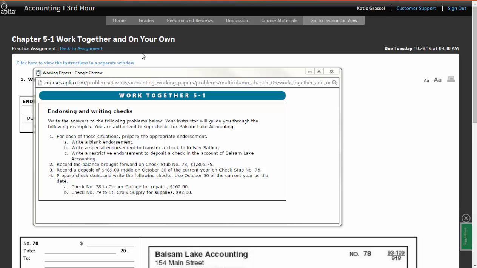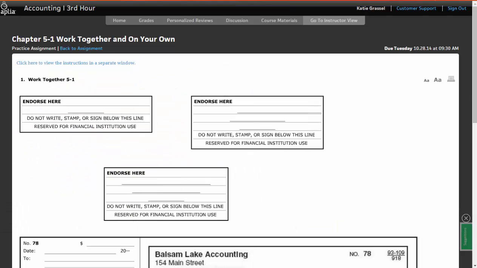Blank, special, and restrictive. When we go through and complete it, we're going to do this one as blank, this one as special, and then this one as restrictive. So we know a blank endorsement truly is just signing your name.